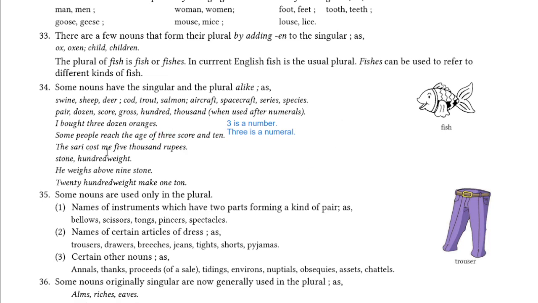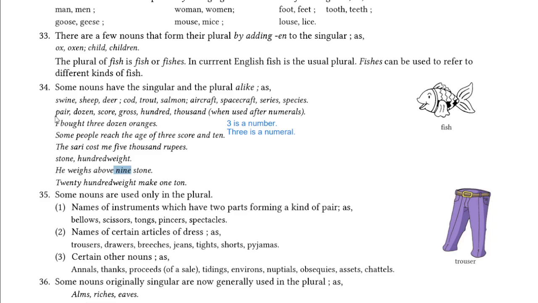The sari cost me 5,000 rupees. Now, 1000 is a noun in singular number, but here it is being used as a noun in plural number. The singular form is being used as a plural form. Why? Because it is preceded by the numeral 5. And similarly, stone and hundredweight. He weighs above 9 stone. 9 stone is a singular form that is being used as the plural form. Why? Because it is preceded by numeral 9.